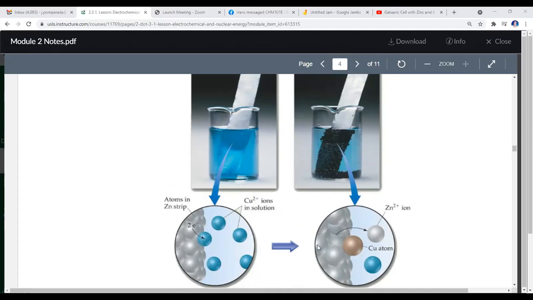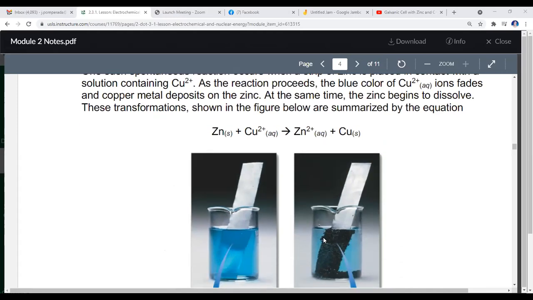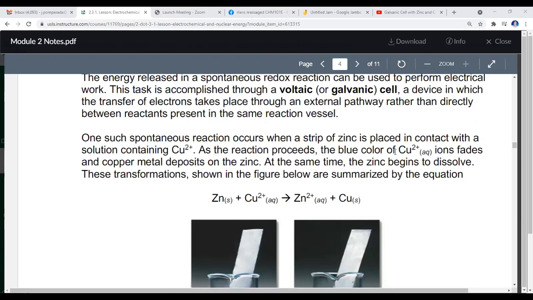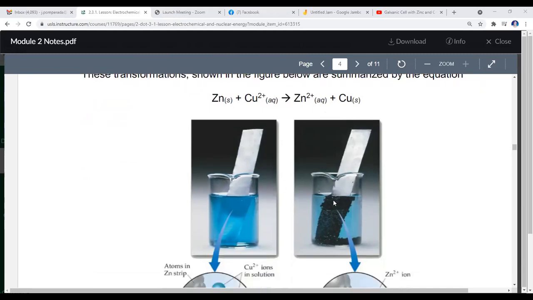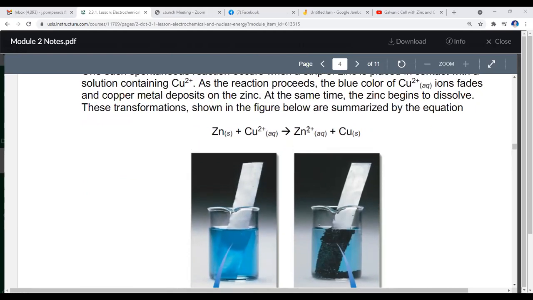Now, in the process, you could see that, as it says here in what we have read, there will be more and more copper. As the reaction proceeds, the color of the copper solution fades away. So from dark to light. It was darker, and it becomes lighter. And then the copper metal deposits on the zinc. So you see this black thing here? That's the copper metal now depositing on the zinc. And what happens if the copper metal keeps on depositing on the zinc? The zinc begins to dissolve.